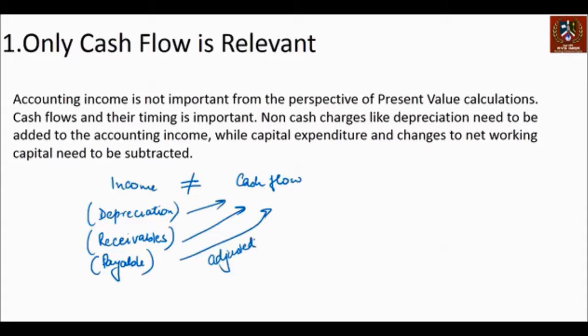So cash flow is the exact amount of money that you are generating. Obviously, over a period of time, the income needs to be similar to the cash flows over the timing of the entire project. But otherwise, cash flows and their timing is important. So for example, I could do sales of 1000 crore in this year, and there are 2 instances. One, I recover 100 this year and 900 next year. The other instance is 900 this year versus 100 next year.